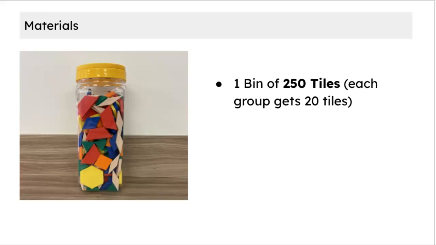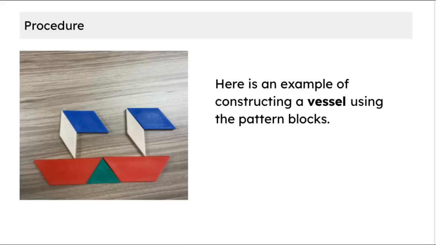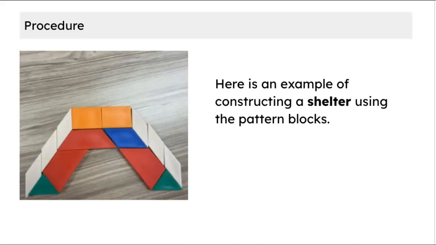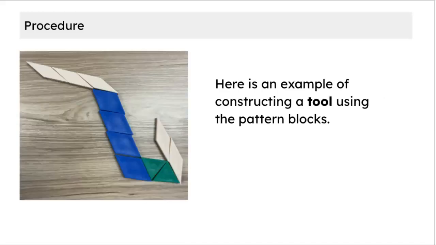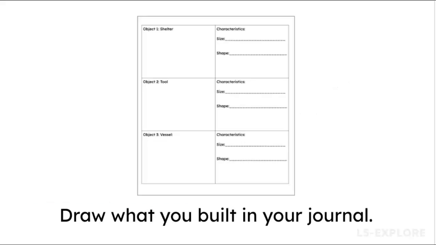For the Explore portion, you'll set up the Building Explorer Objects activity using the tiles from the MySci kit. Students will use the tiles to build examples of explorer vessels, shelters, and tools. They'll have to dismantle and reassemble the tiles to make each explorer item. You'll have students draw what they built in their Building Explorer Objects student journal page as they use the tiles to create their models.